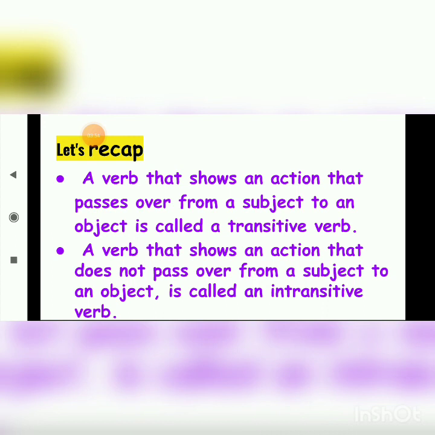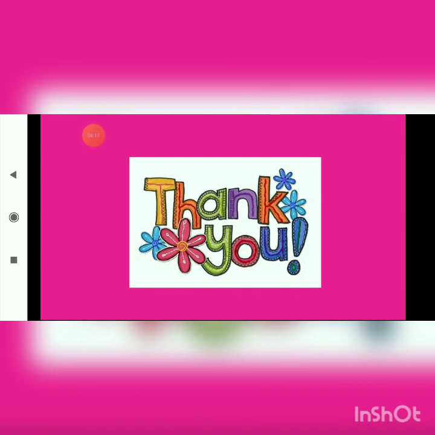Okay students, in short I can say how we can identify a transitive verb. If there is an object in a sentence, it is always called a transitive verb. And if there is no object in the sentence, it is called an intransitive verb. I hope students this much must be clear to everyone.